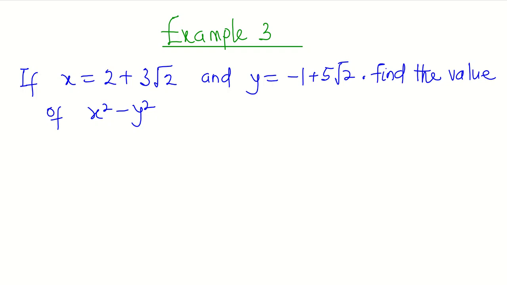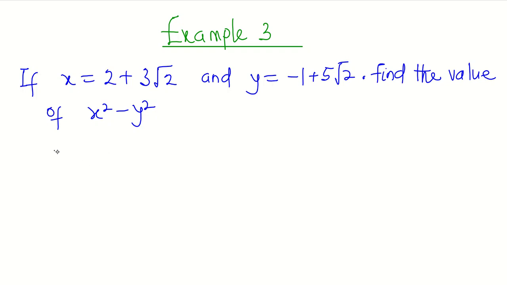In example 3, it says that if x is equal to 2 plus 3 square root of 2 and y is equal to minus 1 plus 5 square root of 2, find the value of x squared minus y squared. Now we can also see that x squared minus y squared is a difference of two squares. And when we expand x plus y multiplied by x minus y, we are going to get back x squared minus y squared.